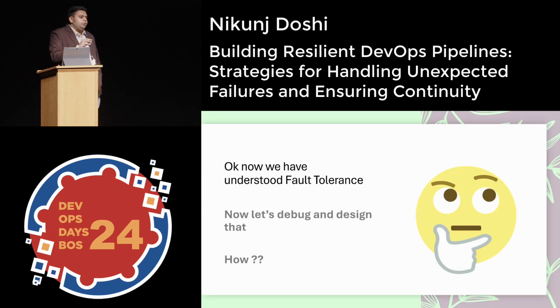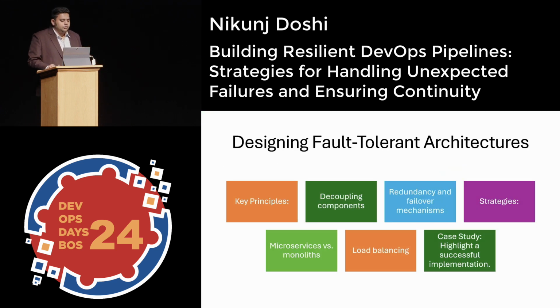So now we have understood in a nutshell what fault tolerance is, but what are the ways we could debug and design? Here we can look into this. We will have to understand what the key components for fault tolerance are, and what the mechanisms are by which we could debug them. And then I would also like to highlight some important case studies of FANG companies, MANG companies, and how they have come up with strategies and solutions for this.